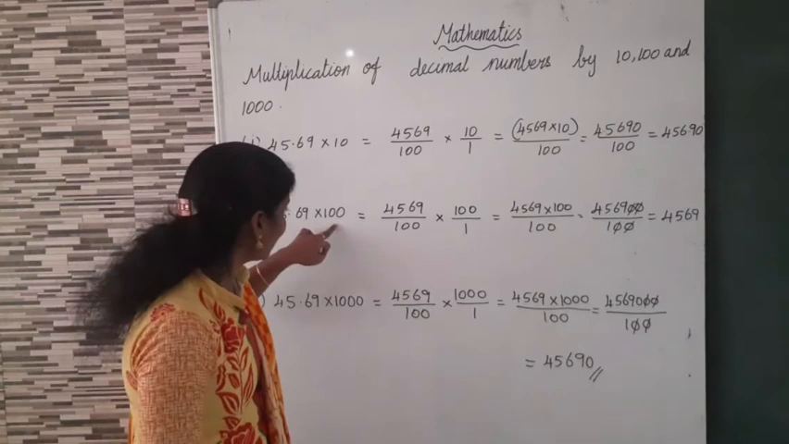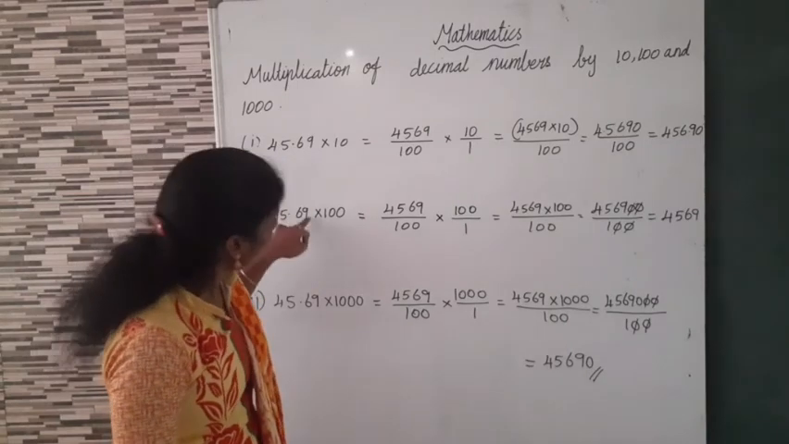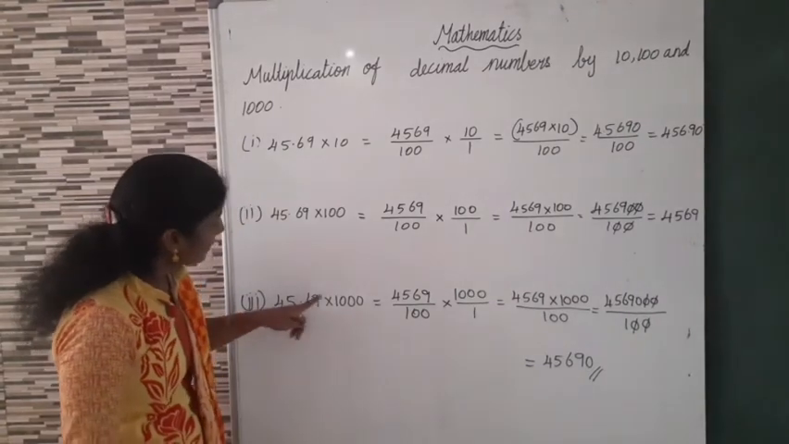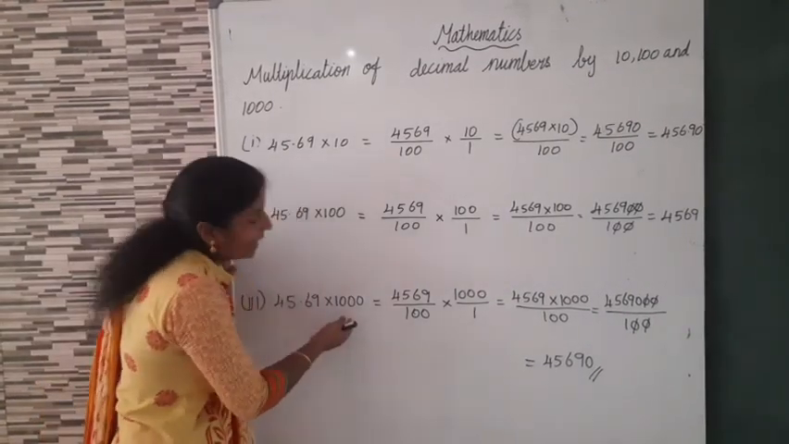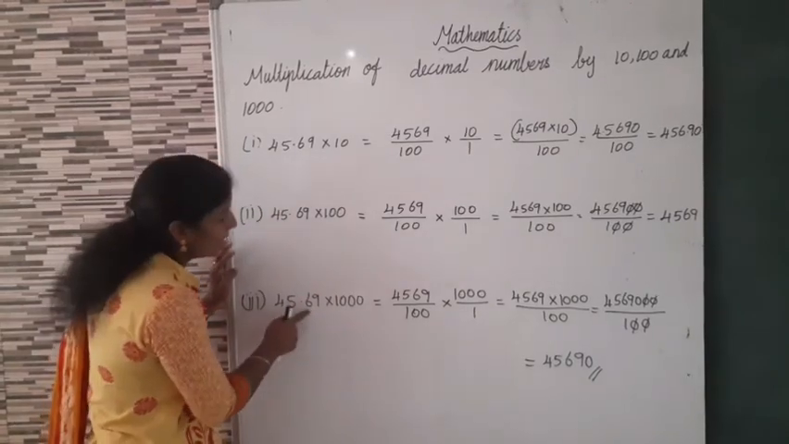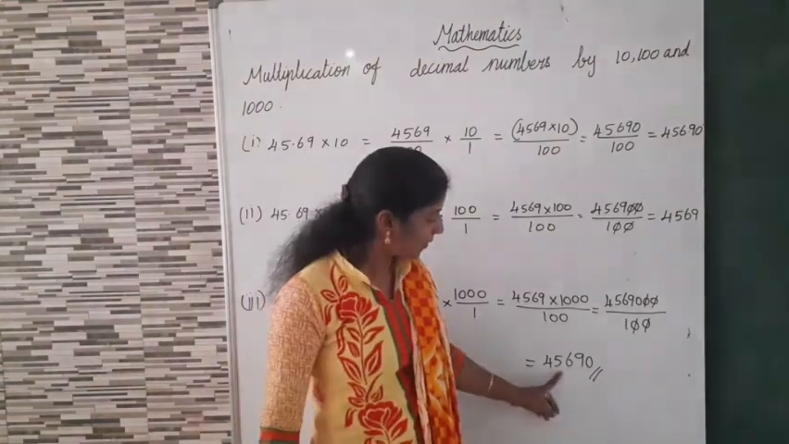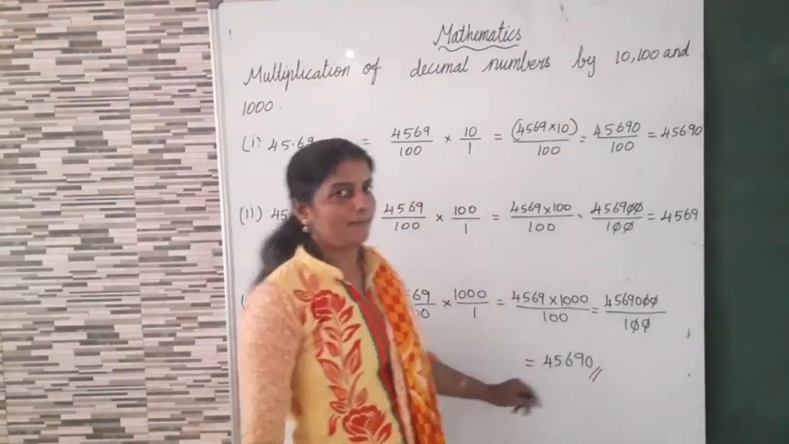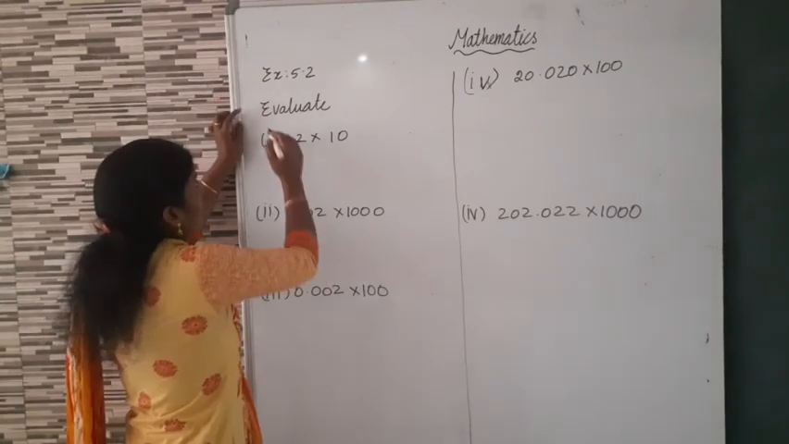Then multiplying by 100 means this point shifts to the right by 2 places. Then 1000 means this point shifts to the right by 3 places. Here there are 2 places, so we can add 1 zero here. So that answer is 45,690. Okay. Exercise 5.2, evaluate.